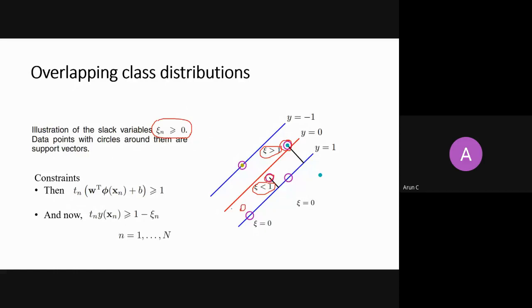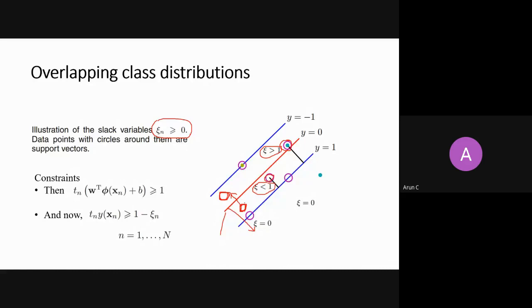Still it is in the right region, but ideally it should be beyond this blue hyperplane, but you are now inside this blue hyperplane. But actually you are on the right side still. But if you cross this hyperplane, then you are on the wrong side. If you are crossing the main hyperplane which is at 0, then your psi value will be greater than 1.